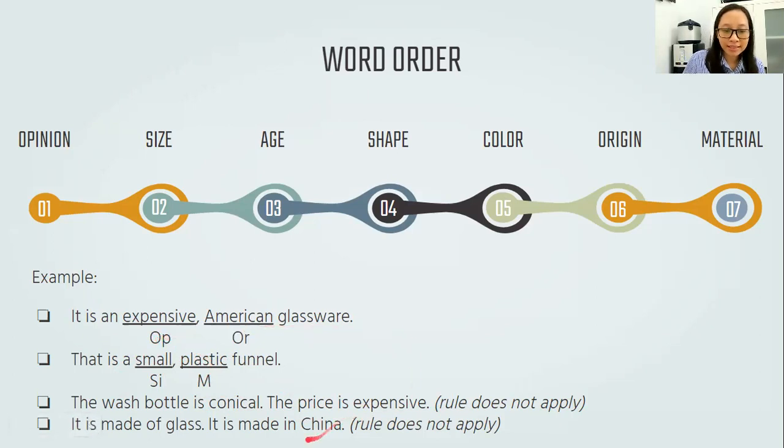Okay? The next example is, it is made of glass. It is made in China. China is the origin, glass is the material. Kalau seperti ini, rule of association tidak berlaku because they are in different sentences. They are in different noun phrases.